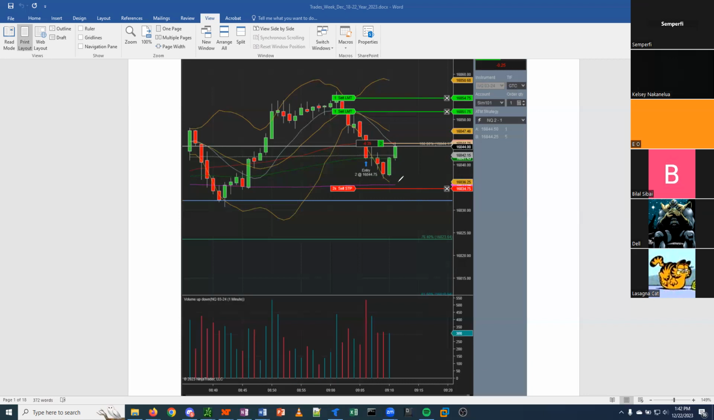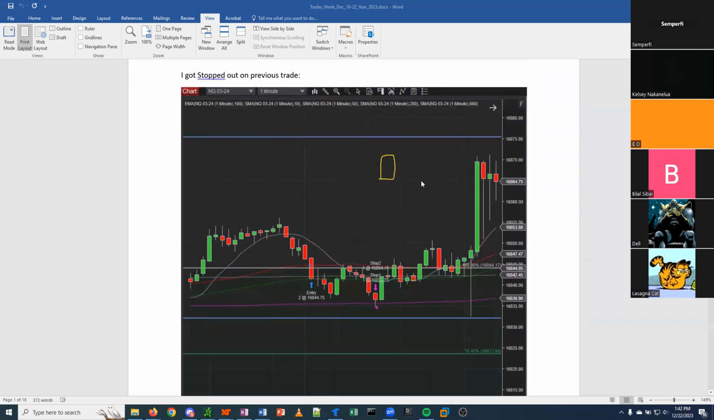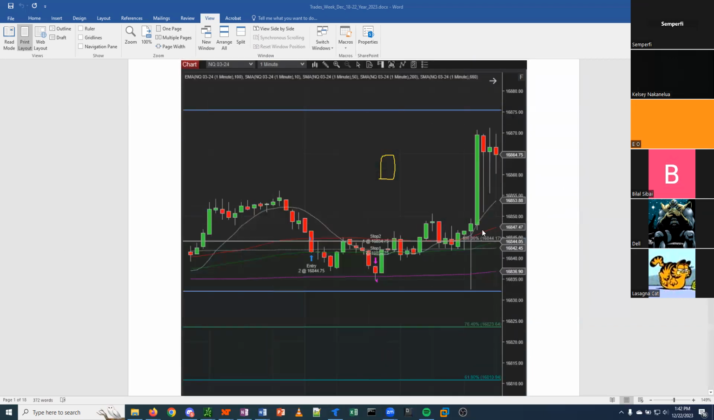I see. But this is another pattern. Like this is a bullish engulfing. I don't know if it played out. Not sure if I took the... Oh, it did. Look, oh yeah.